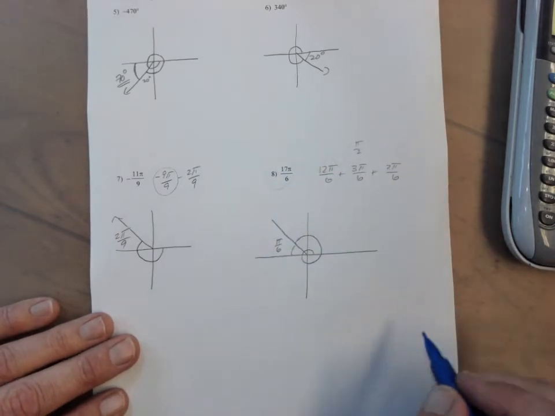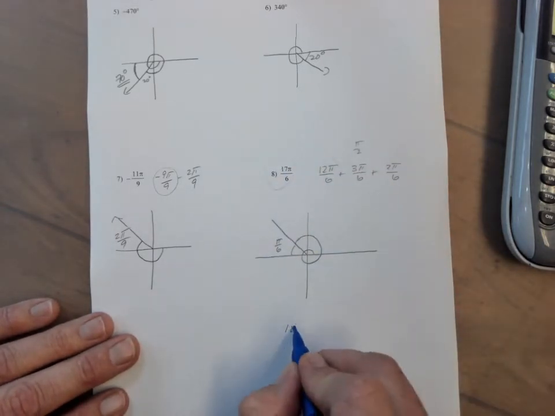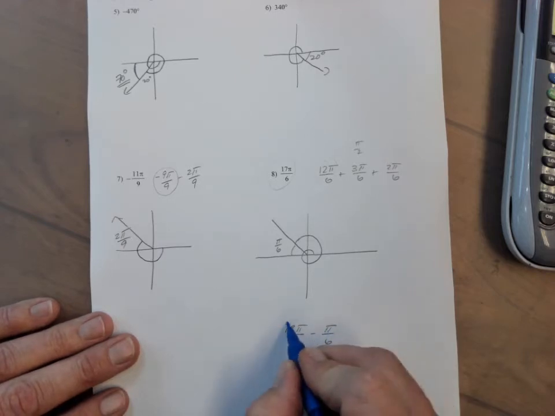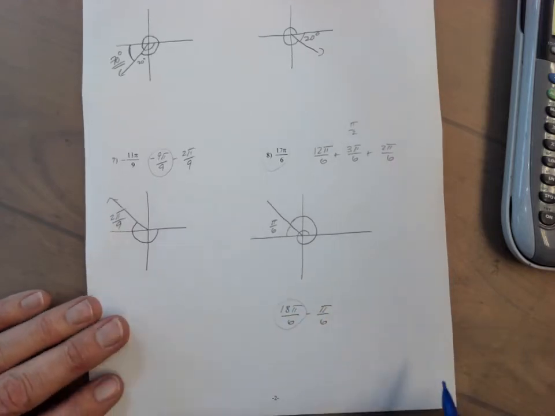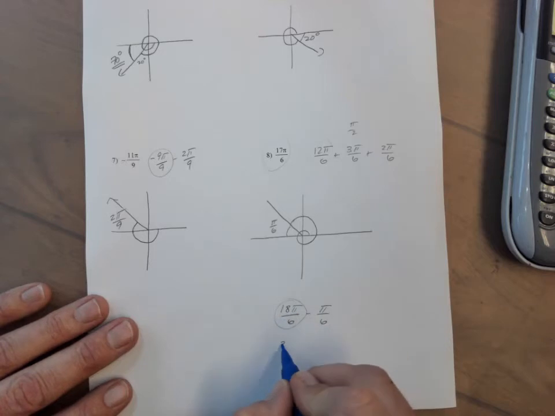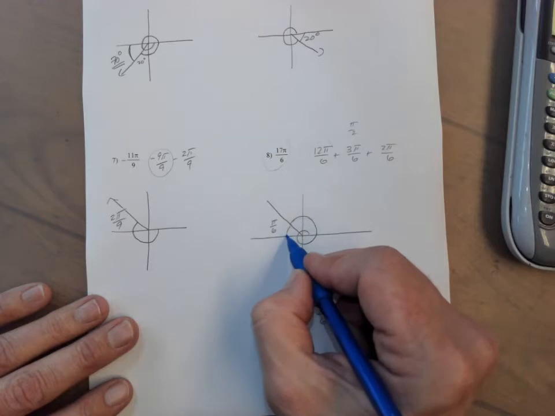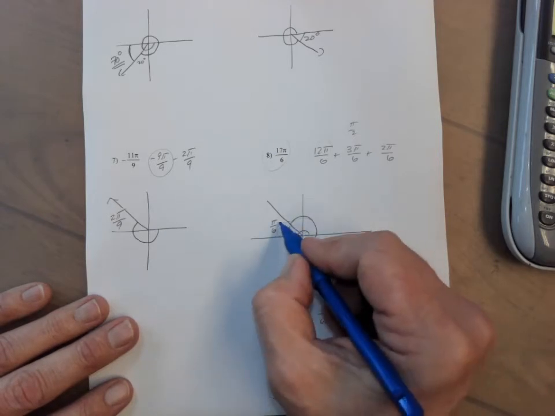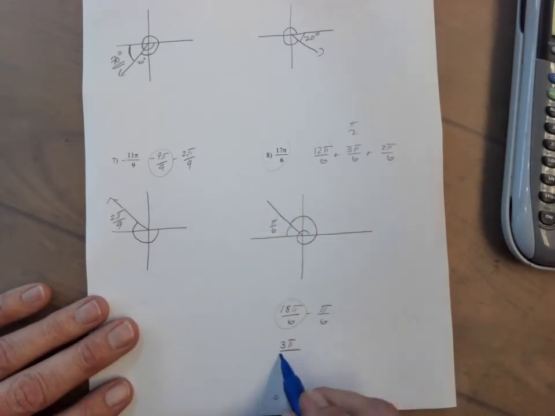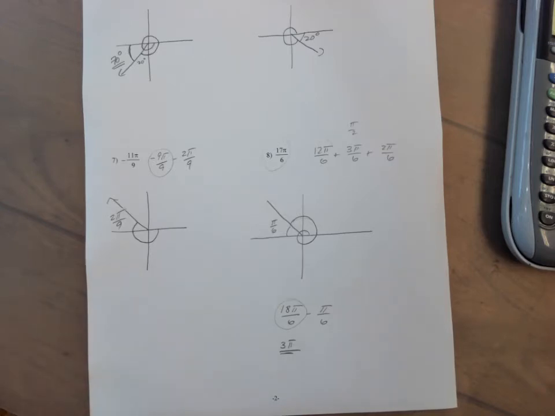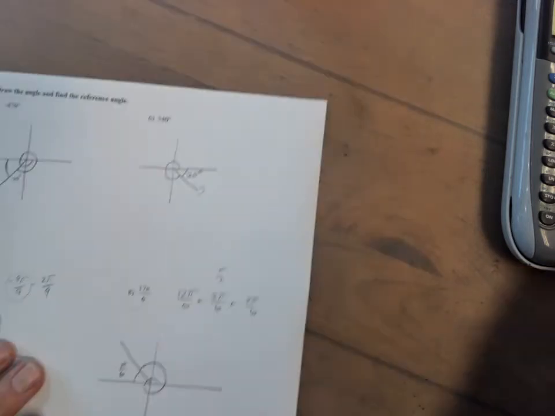Another way you can look at that is 17 pi over 6 is just pi over 6 short of 18 pi over 6. Now 18 over 6 is 3. So 3 pi would be 1 complete rotation and a half of a rotation. And so there's our pi over 6 short of that 1.5 rotation. So, two different ways to look at finding that reference angle.